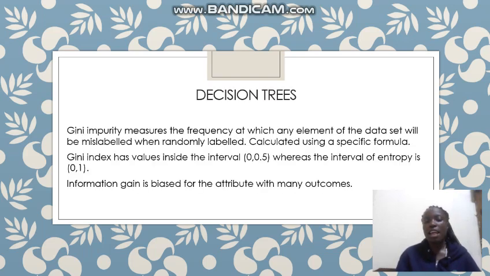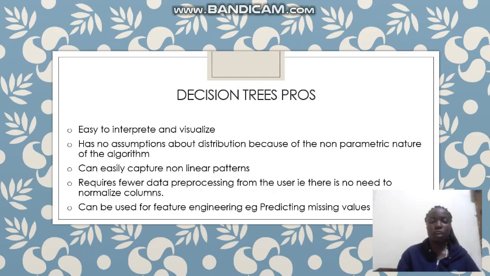Then the decision trees, here we have the Gini impurity, which measures the frequency at which any element of the data set will be mislabeled when randomly labeled, and this is calculated using a specific formula. And then we have the Gini index, which has values inside the interval of 0 to 0.5, whereas the interval of entropy is 0 and 1. Then the information gain is best for the attribute with many outcomes.